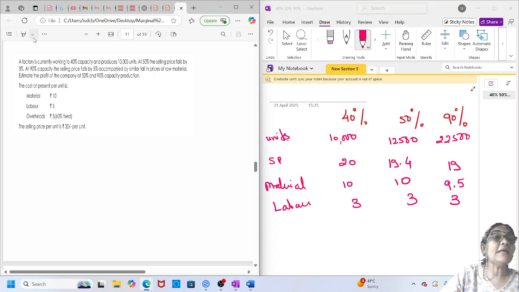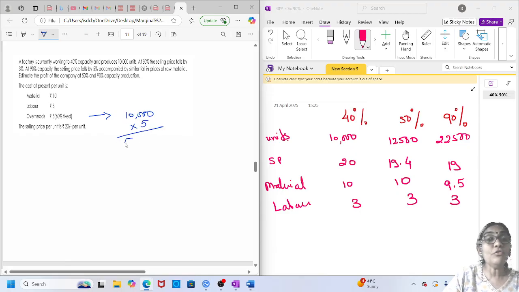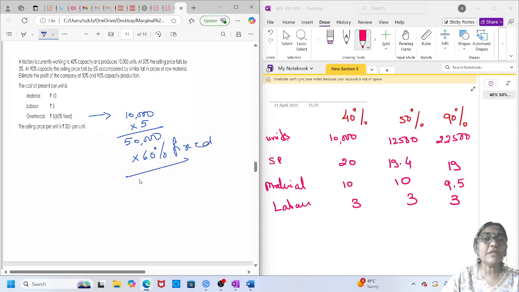So in this case, the total units that you're manufacturing is 10,000 into 5. So your total overheads are 50,000, out of which 60% are fixed. So 60% of this is going to give you 30,000, right? So out of 50,000, 30,000 are fixed. So variable overheads are going to be 20,000.